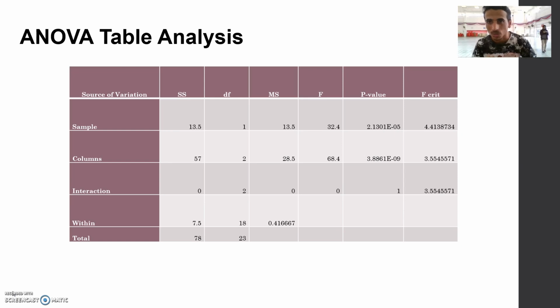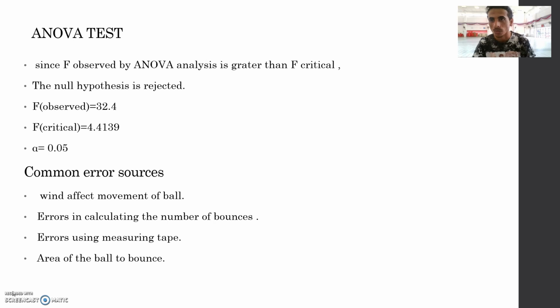This is the ANOVA table analysis. Based on the table of the ANOVA analysis, the null hypothesis is rejected, and this is because the F observed is higher than the F critical. We have the F observed is 32.4 and the F critical is 4.4139.